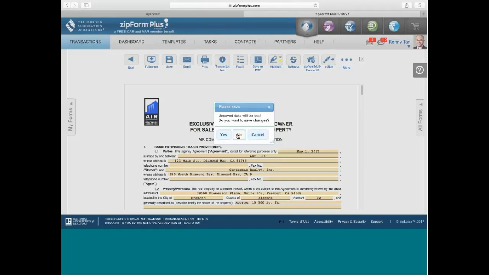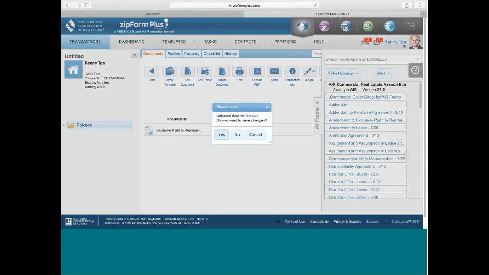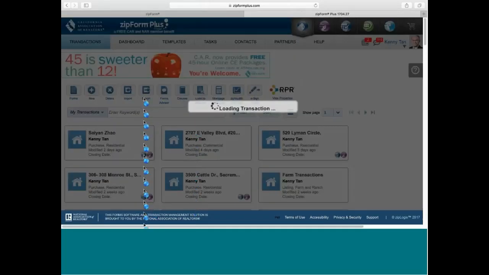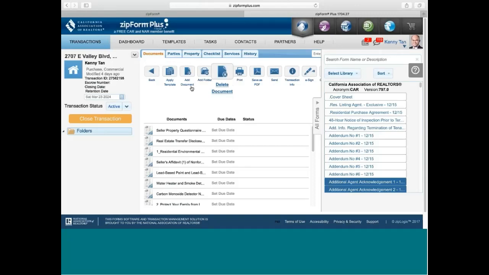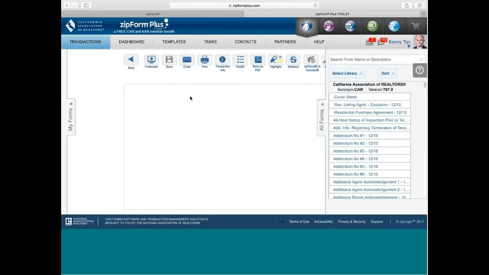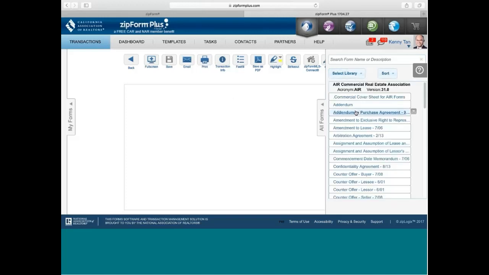I am not going to save this because this is just for illustration. Okay. Now let's go ahead and back up because I want to find that other form that you need. It's called the agency disclosure form. Never forget the agency disclosure form when you use the AIR form. They are not in the package. So you got to look for it. And it's right here. Disclosure of agency relationship, it's called. Right?